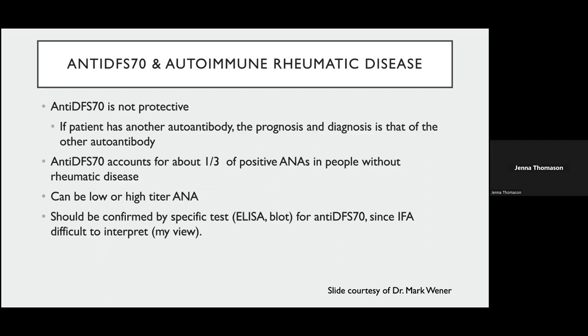I wish this was just the standard for all of our ANAs, because it's a really nice test. They won't run it unless the multiplex is completely negative, because you can see these antibodies in association with other rheumatic disease. But when it's present in the absence of other antibodies on the multiplex panel, then it has a very good prognosis.